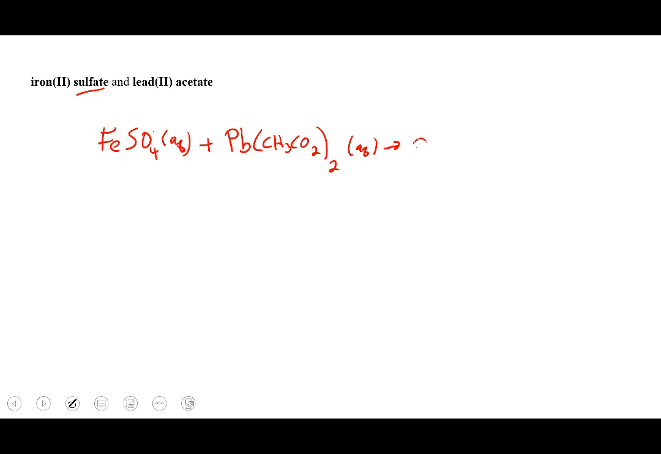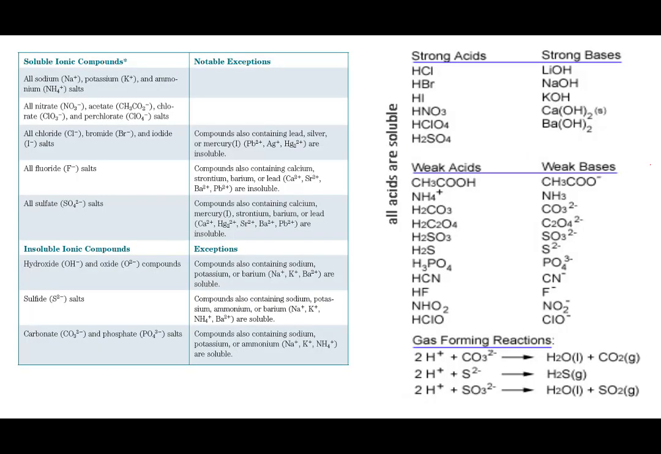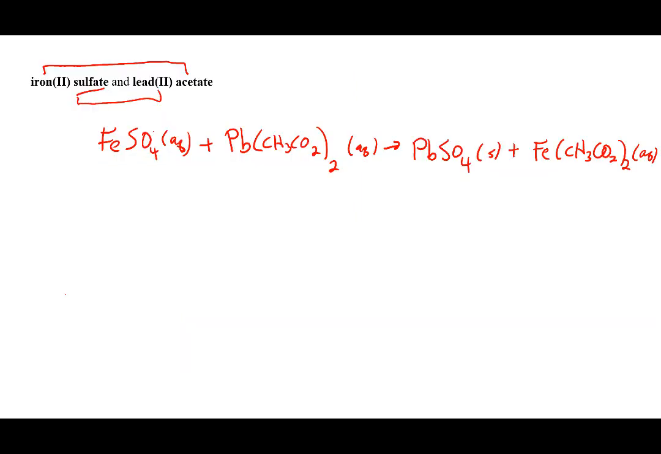That's going to go to make lead sulfate when we swap the ions. So iron goes with the acetate. Lead goes with the sulfate. Lead sulfate's insoluble. I'll show you why that is in a second. And iron 2 acetate will be an iron 2 plus ion and 2 acetates, and that will be soluble because acetate salts are soluble. Sulfate salts are generally soluble, but lead's an exception to that. So lead sulfate is a solid, so it's the precipitate.